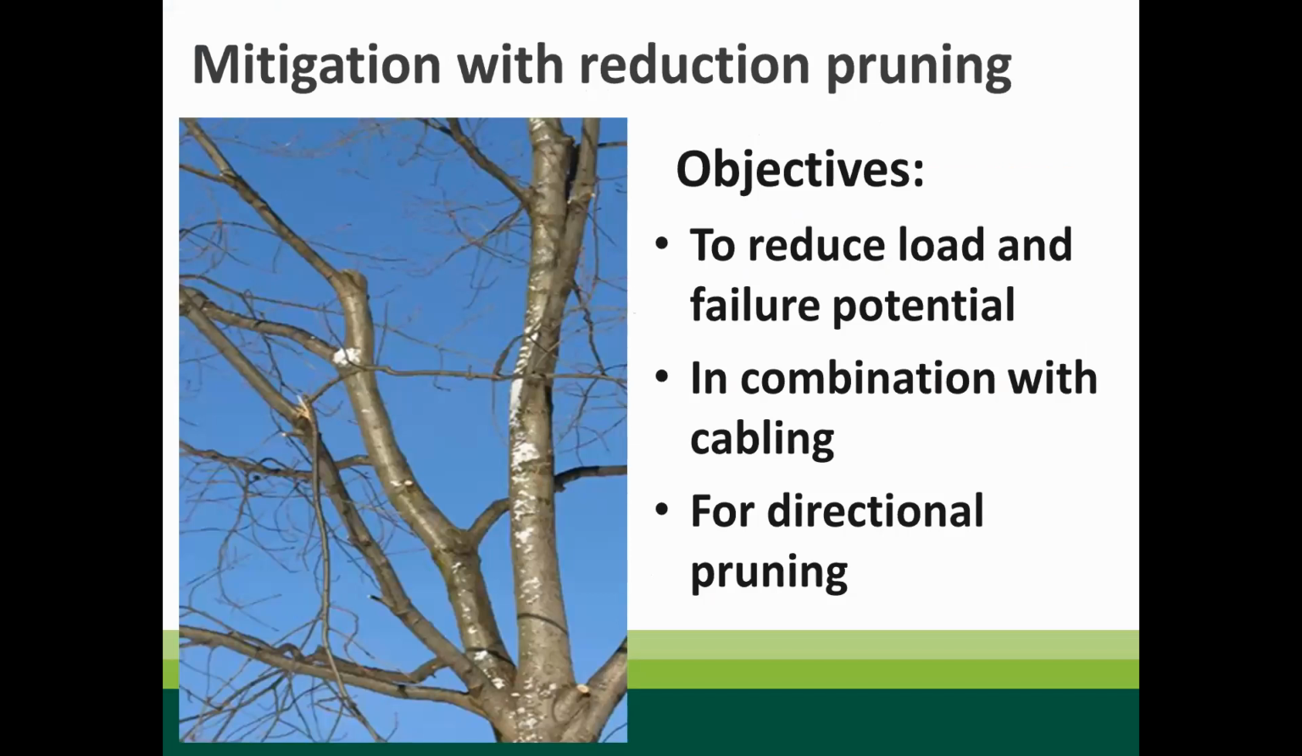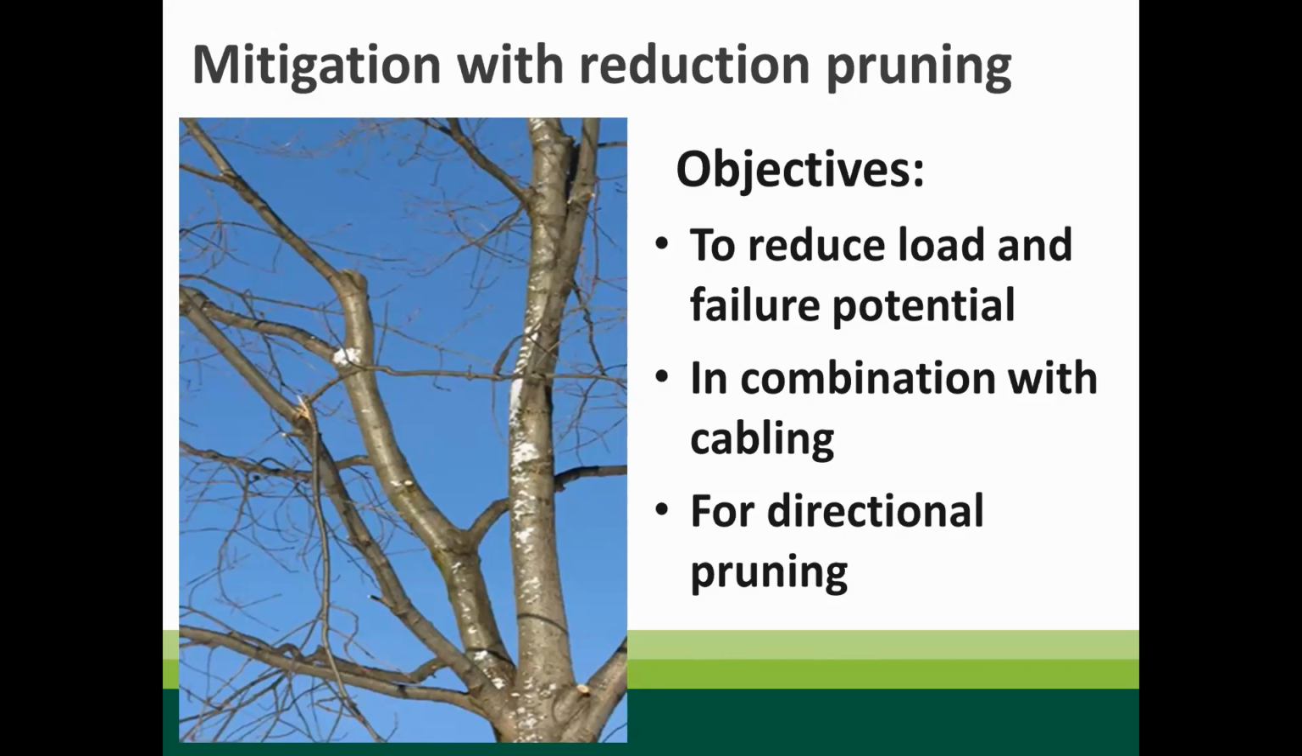So another tool in the toolbox, so to speak, for mitigation is reduction pruning, with the objective of reducing the load and the failure potential. That's often used in combination with cabling. It's not like you have to just cable or just reduction prune. They can be standalone options, but why not combine them both to increase the effectiveness if possible.